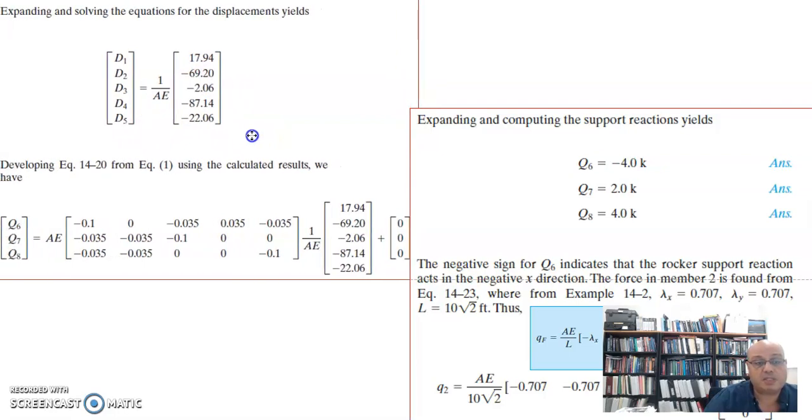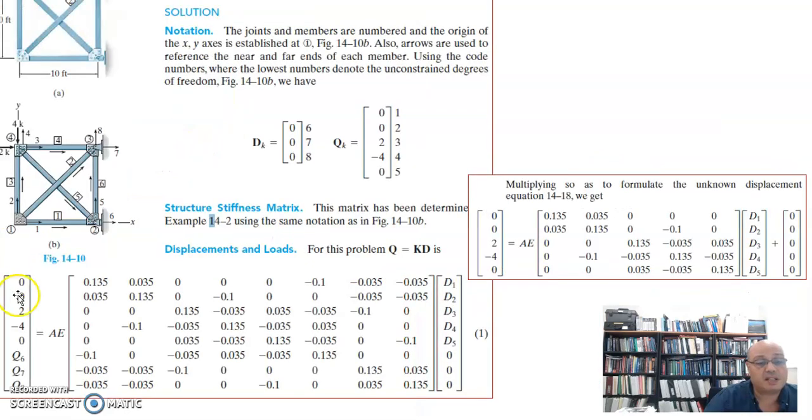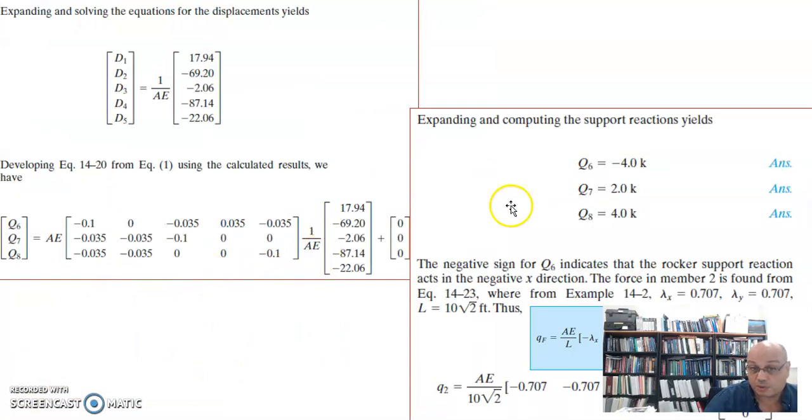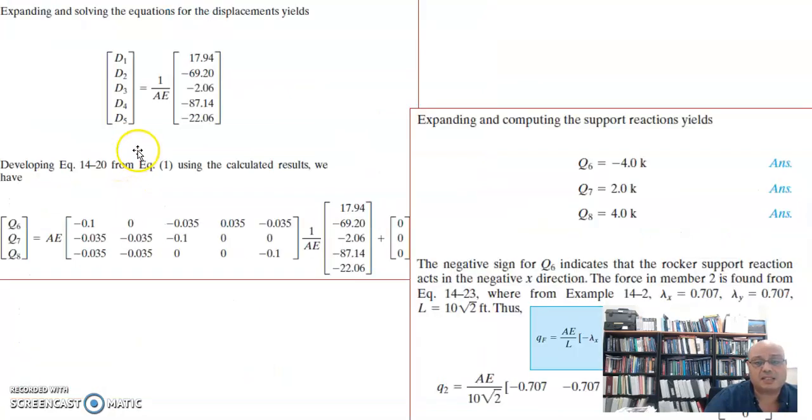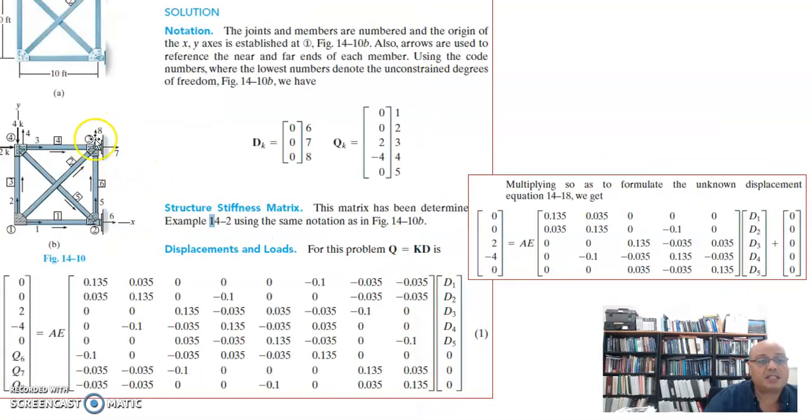So after you came up with this displacement, you can go back to the matrix in the previous slide. You go to the second part of the matrix right here, which is Q6, Q7, Q8, and you will be able to find the support reactions. You end up with -4, 2, and 4, and start examining that. What does that mean, -4 right here? Basically, that is opposite to whatever we assumed, and we have 2 at degree of freedom 7 and 4 at degree of freedom 8. We're good with that.